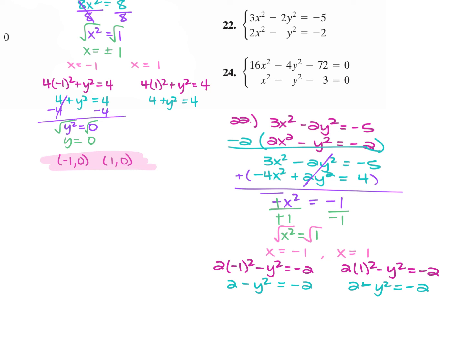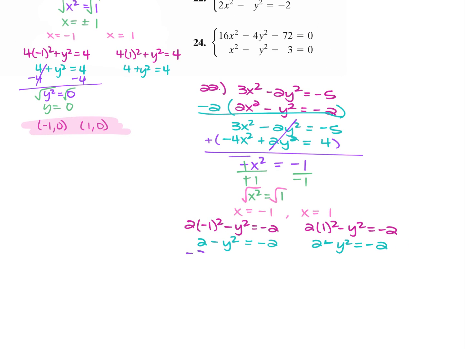So we just have to solve one of these again. Move your 2 over. That's negative y squared is equal to negative 4. Divide each side by negative 1. So y squared is equal to positive 4. Take the square root of both sides, and y is equal to plus or minus 2.